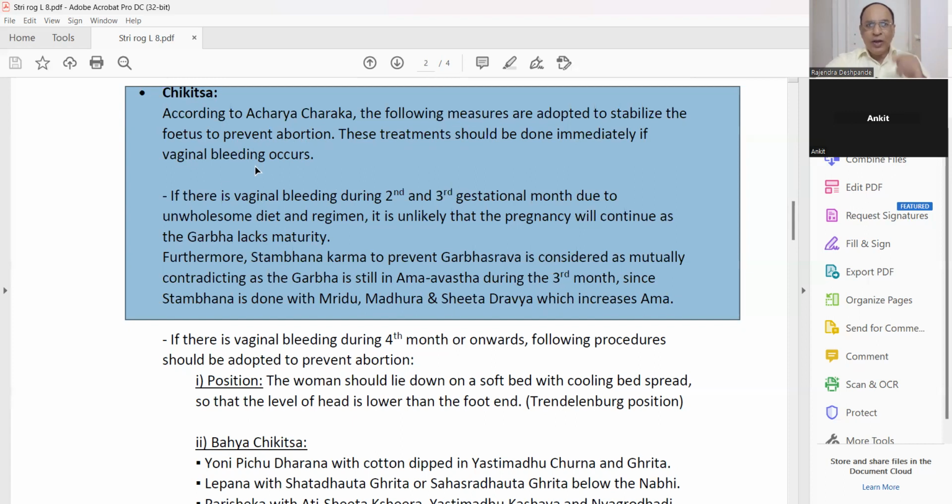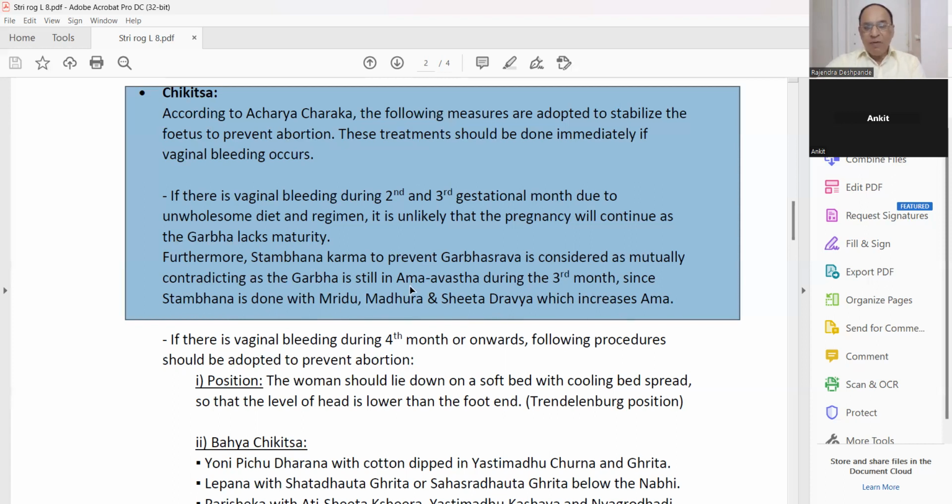Vaginal bleeding, Raktastrava takes place. What can you do if there is vaginal bleeding during the second and third gestational month due to unwholesome diet, viruddha ahar, bad regimen, lifestyle? It is unlikely that the pregnancy will continue as the Garbha will lack maturity. Furthermore, Stambhana Karma. This word is very important. I will dictate 3 times. Stambhana. Please write down. Stambhana means to stop. Stambhana karma to prevent Garbhasrava is considered mutually contradicting as the Garbha is still in Ama Avastha during the 3rd month, since Stambhana is done with Mrudu, Madhura and Shita Virya Dravya, which can increase the Ama.